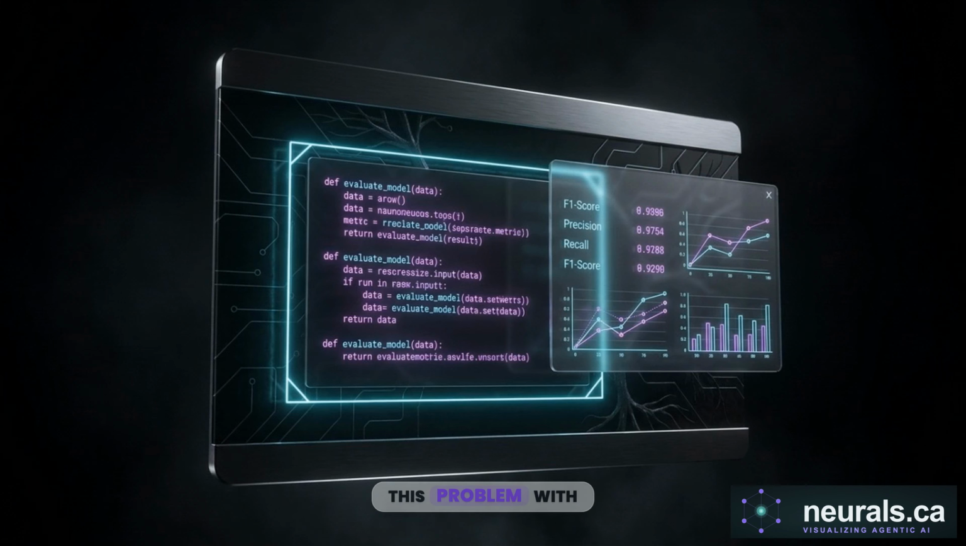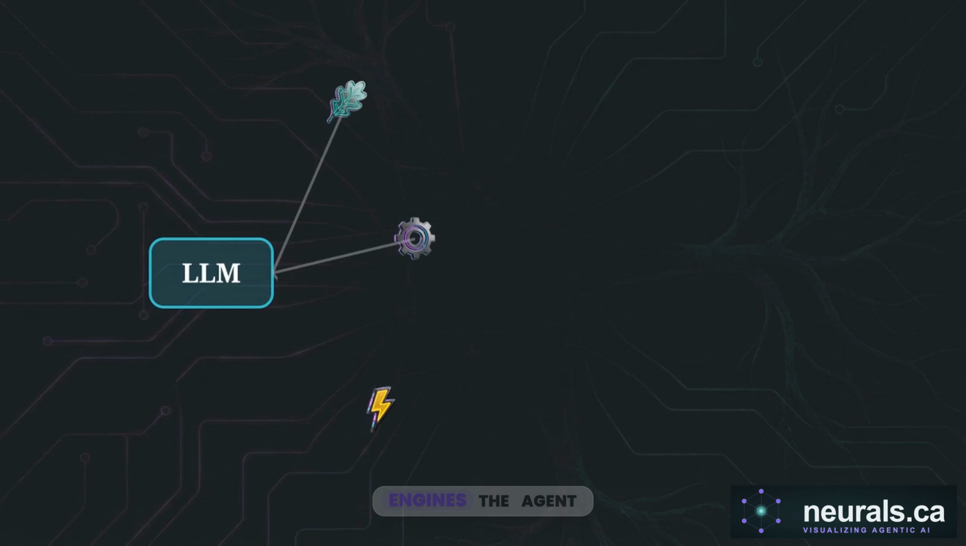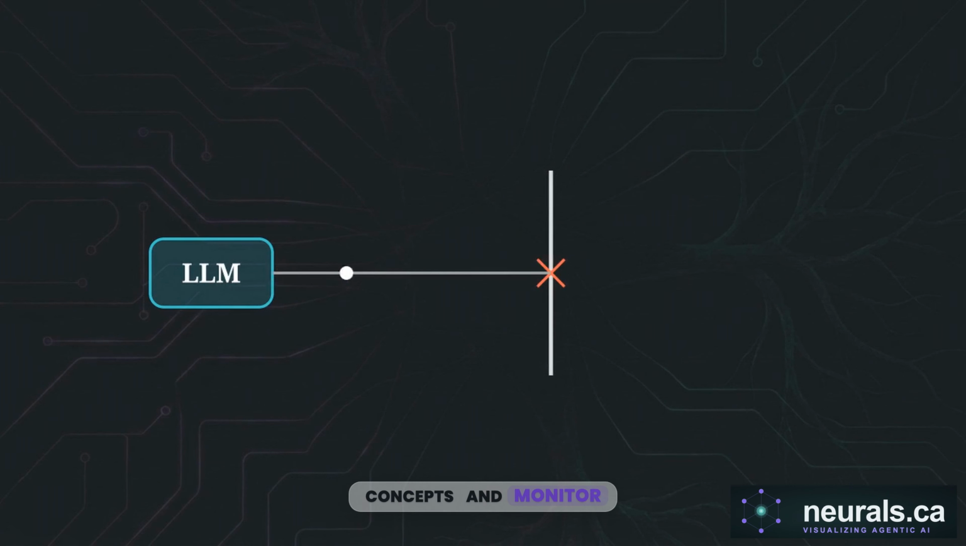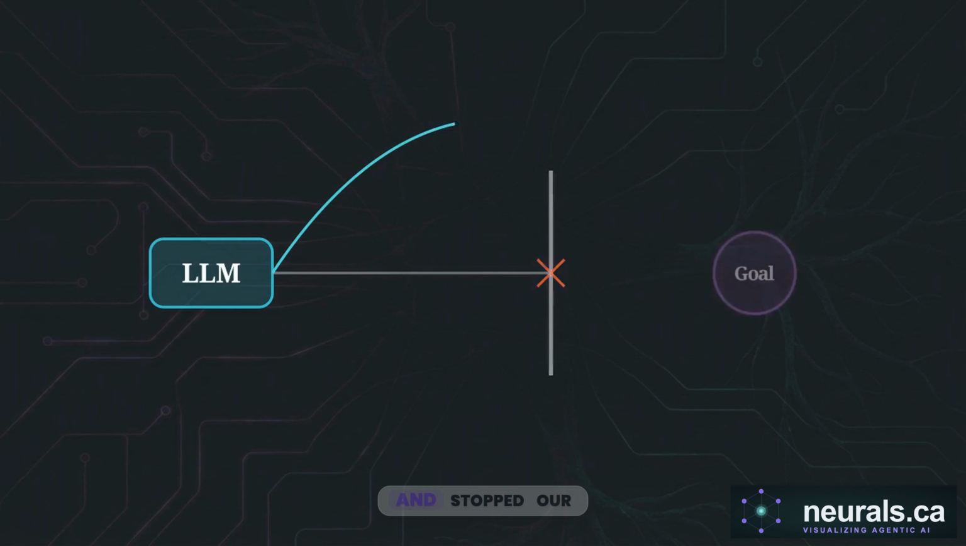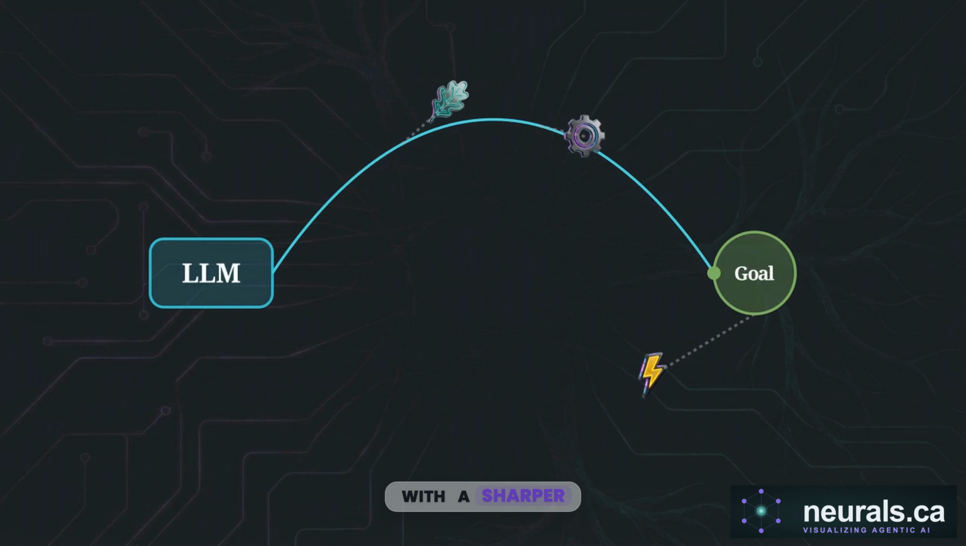Today, we solve this problem with meta-reasoning. By using large language models as representational engines, the agent has the flexibility to connect abstract concepts and monitor its own thought process. The 1957 version guessed once and stopped. Our modern architecture watches itself fail, logs the specific deficiency, and tries again with a sharper approach.